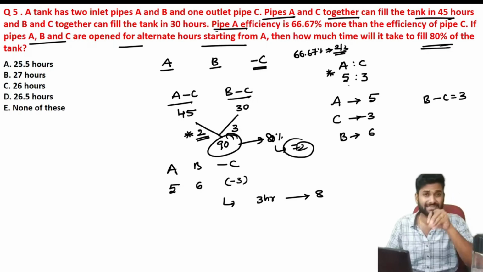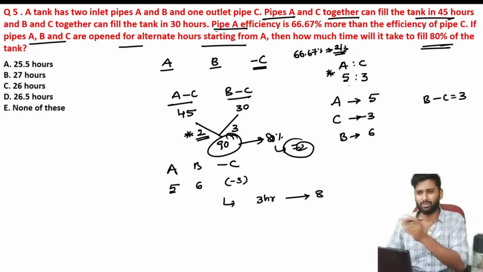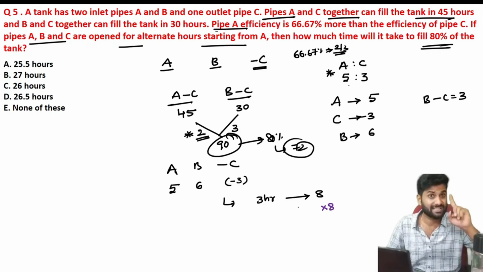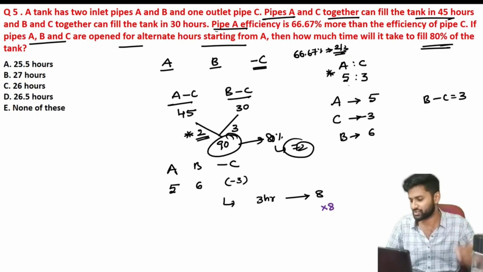But guys, here the third pipe is the outlet. Then consider the previous cycle. What about the previous cycle? If 8 is multiplied by 8, don't consider the exact cycle. Consider the previous one. Why? Because there is an outlet pipe involved in this question.